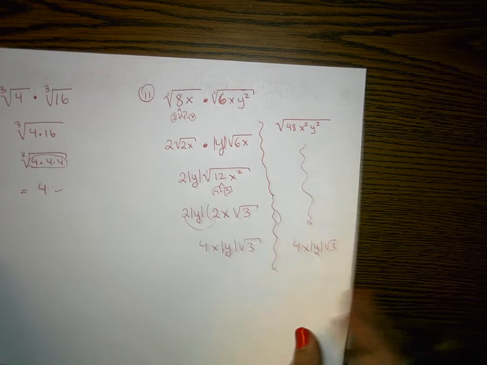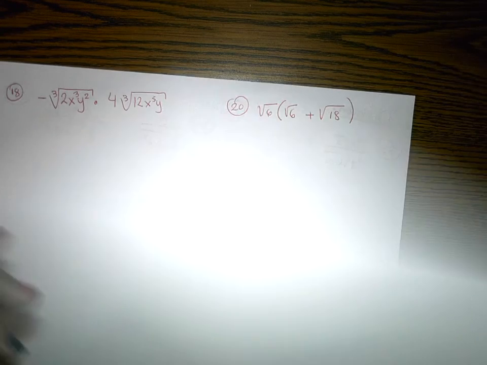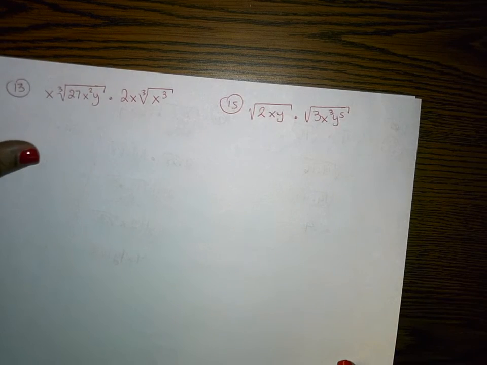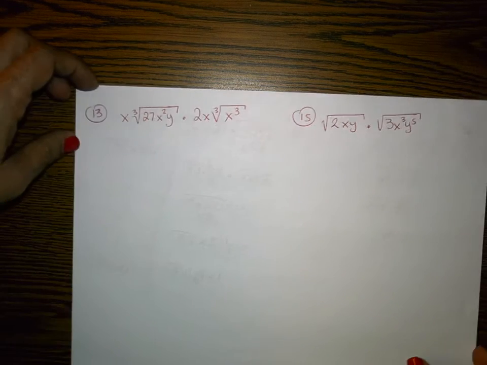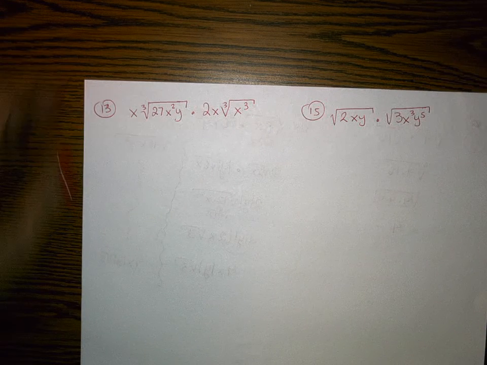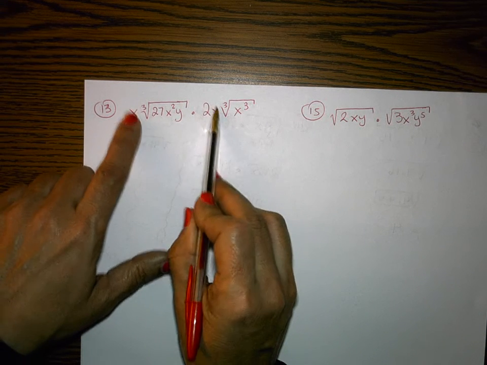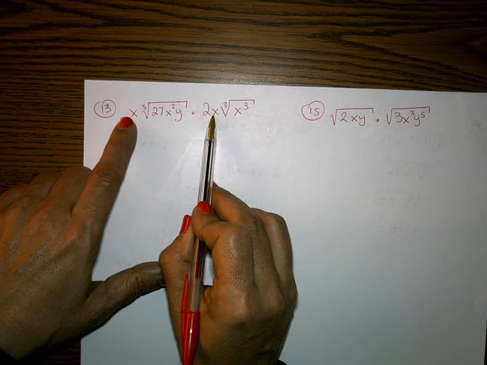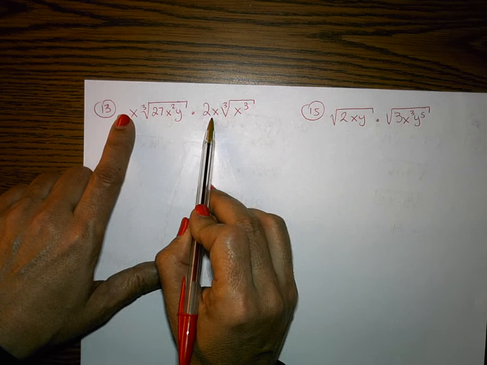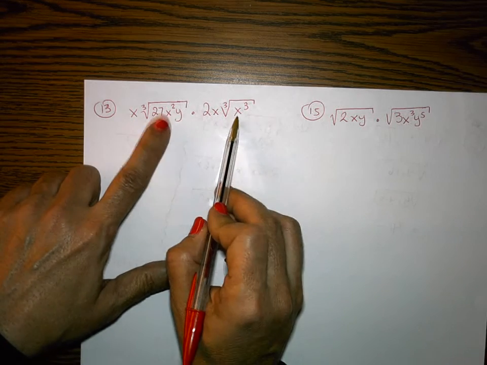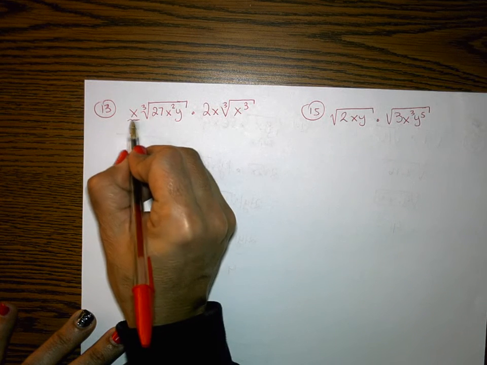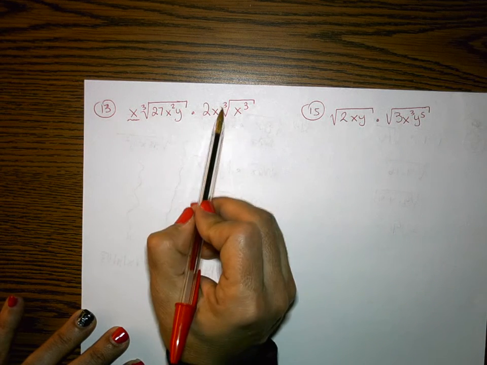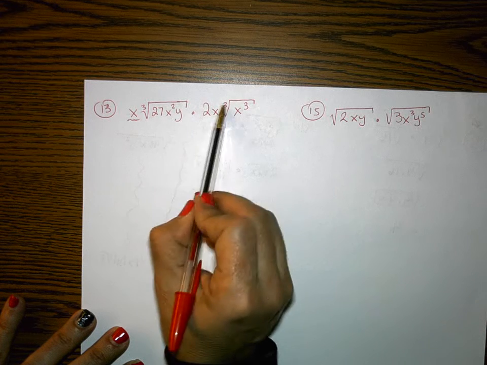Let's go ahead and do one more. I have over here a much more complicated one, which is number 13. Okay, so we have values outside. These are our coefficients. We multiply coefficients times coefficients, and then radicands times radicands. So let's go ahead and take care of the outside terms. We have an x. First of all, take a look at the indexes. They are the same, so we're good.